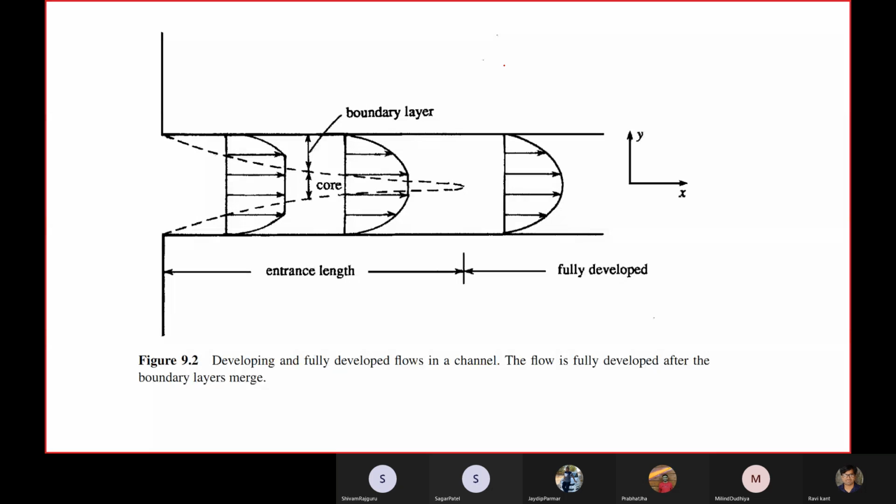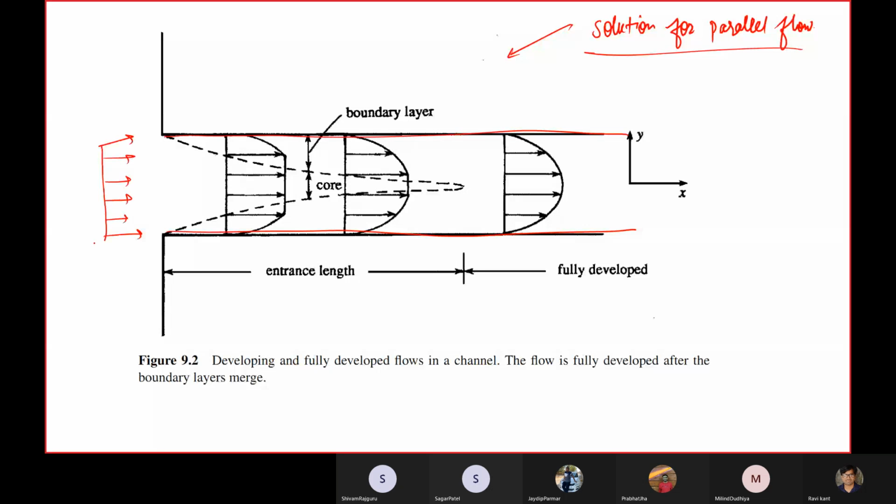So let me start with the solution for parallel flows. The one best example of this sort of parallel flows is flow between two parallel plates. Let's suppose you have a free stream velocity with a magnitude of capital U that was coming.